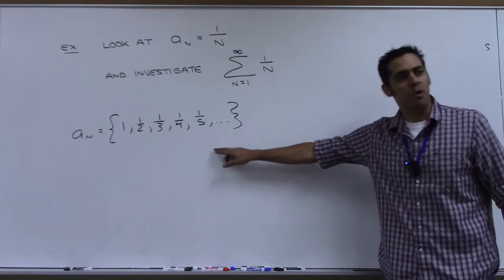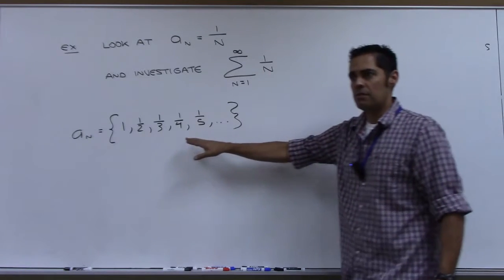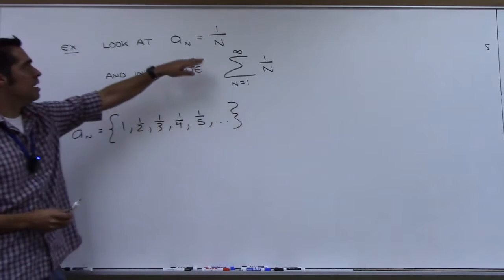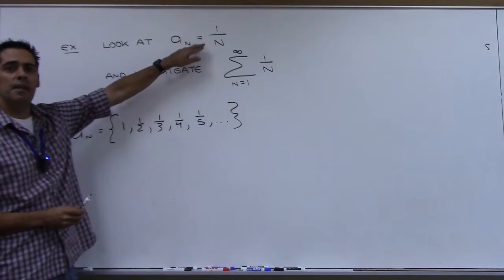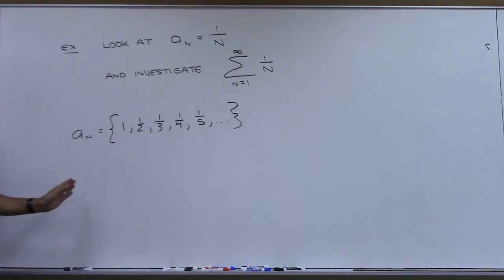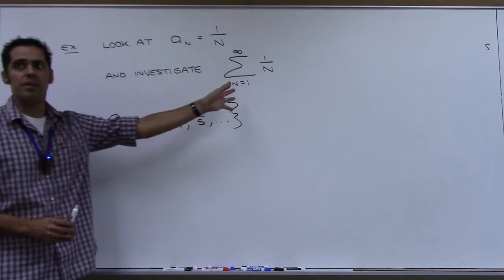Does this sequence converge? Yes, right? The sequence converges, and we could do that. That was your homework from last time. You just take the limit as n goes to infinity of this. That would go to 0. This sequence converges to 0, right? We know that much. But I want to talk about the series.